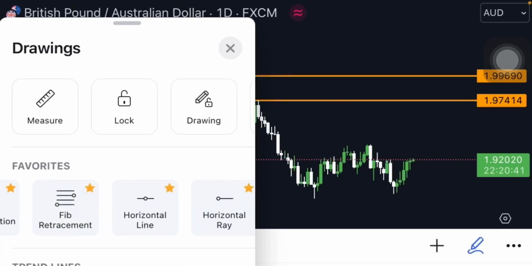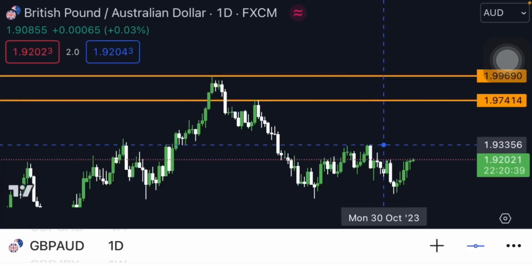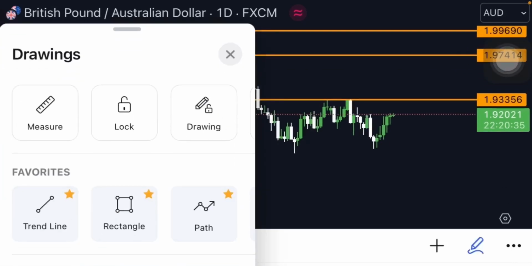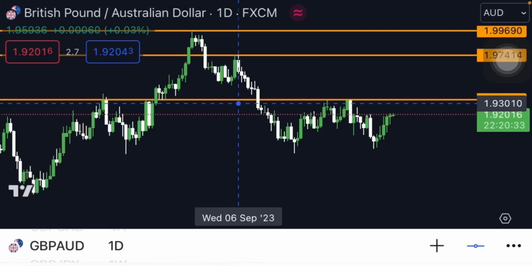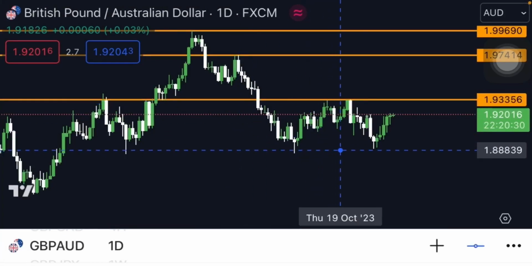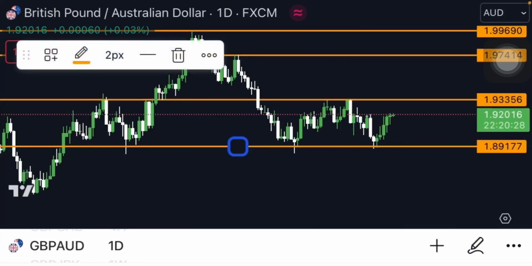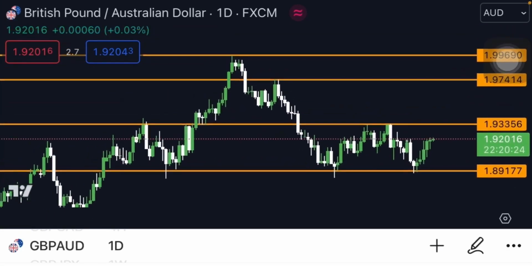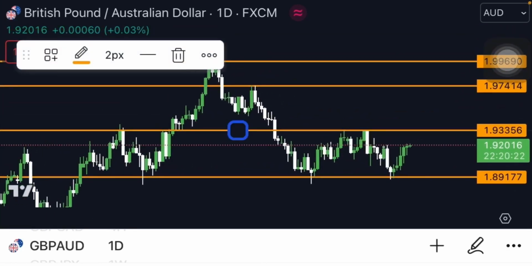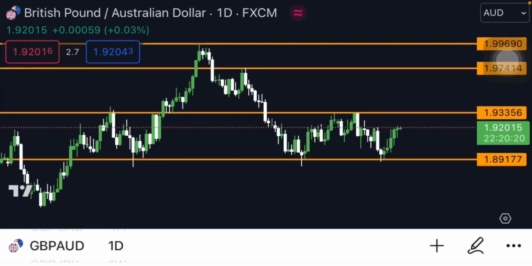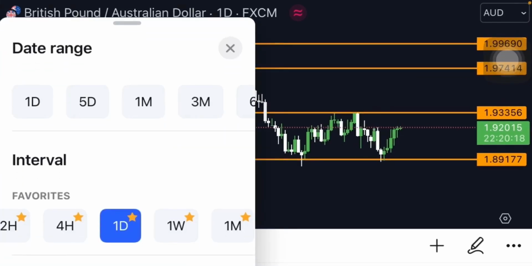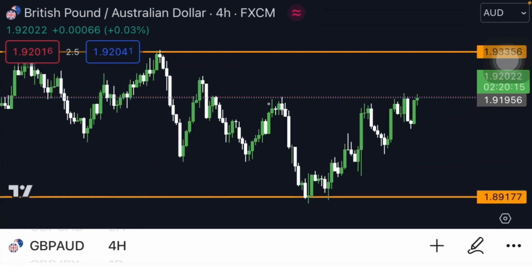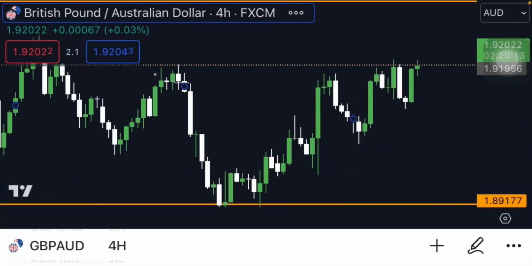Then we are going to mark out our next support and resistance zone, which is here, and our final support and resistance zone for the daily time frame is on this particular zone here. This particular zone, this is our support and resistance on the daily time frame. So we are now going to step down to the 4-hourly time frame to see price in a bigger picture.